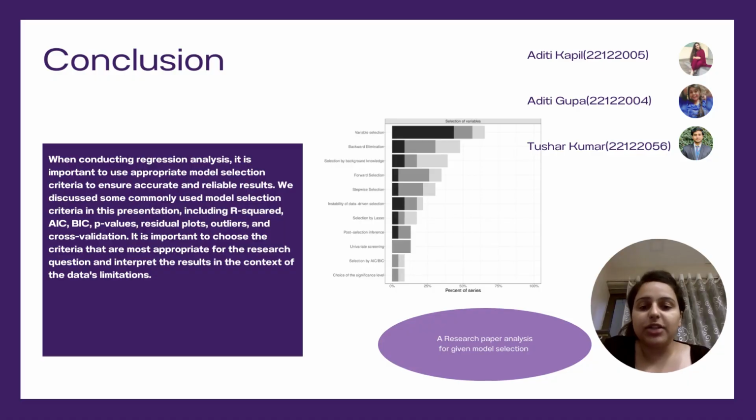When conducting regression analysis, it is important to use appropriate model selection criteria to ensure accurate and reliable results. We discussed some commonly used model selection criteria in this presentation, including R squared, AIC, BIC, p-values, residual plots, outliers, and cross validation. It is important to choose the criteria that are most appropriate for the research question and interpret the results in the context of the data's limitations.